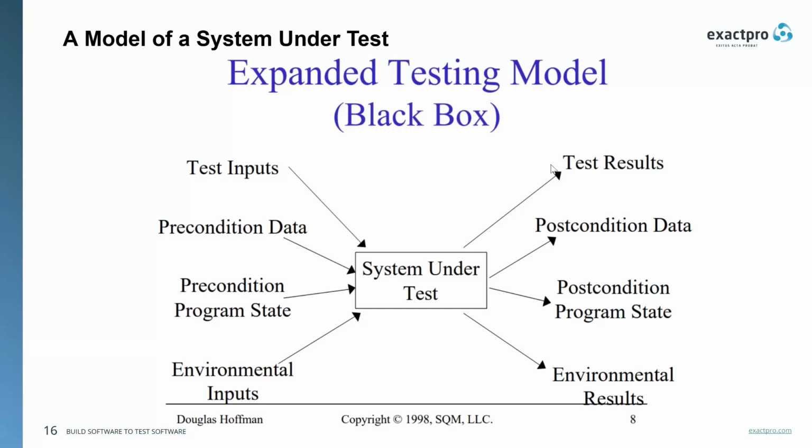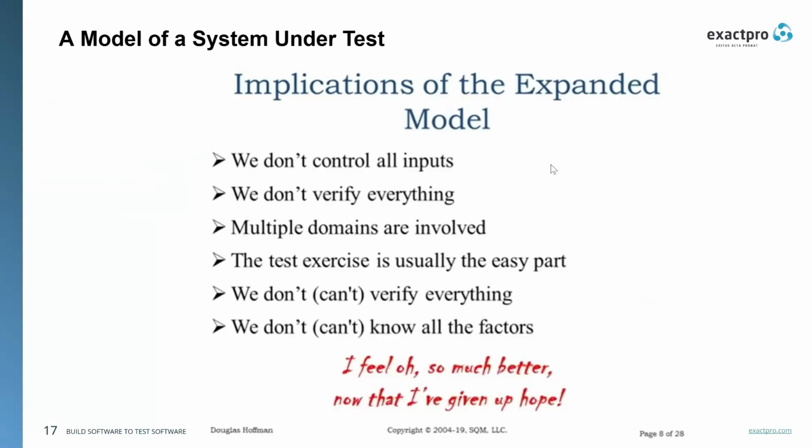And the amazing thing is he put forward the implications of the expanded model. Once again, it is more than 25 years ago. The implications of his model are: we don't control all inputs, we don't verify everything, multiple domains are involved, and the test exercise is usually the easiest part. We can't verify everything and we don't know all the factors. So this is something that he described 25 years ago.